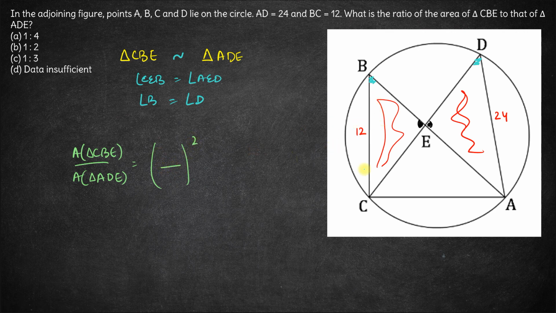Now, if we consider CBE, the side CB is opposite to this angle. So, the corresponding side in the other triangle will be AD. So, the ratio of the area of the two triangles will be the square of CB upon AD. Now, CB we know is 12 and AD is 24. So, 12 upon 24 is effectively 1 by 2. 1 by 2 whole square is 1 is to 4. So, the ratio of the area of these two triangles is option A, 1 is to 4. Thank you.